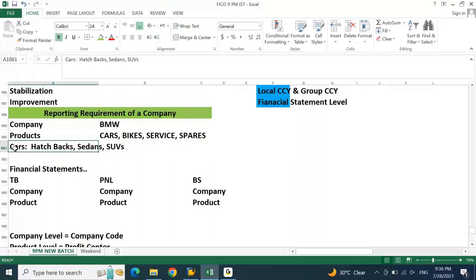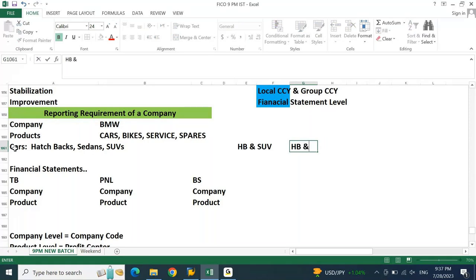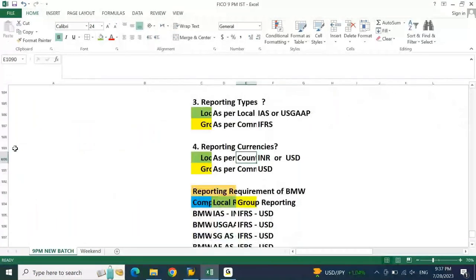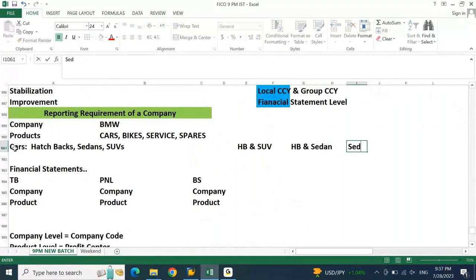Yes. Now when I talk about profit center group, let's say my requirement is to check or compare hatchback and sedan alone separately and sedan and SUV separately. So here I have two combinations. Hatchback and SUV one combination, hatchback and sedan another combination. I can also have an additional combination like sedan and SUV, right? So these points I will be creating as profit center groups, but my segment is all together, so I cannot create multiple segments. This is also an additional requirement that you may have. Correct?